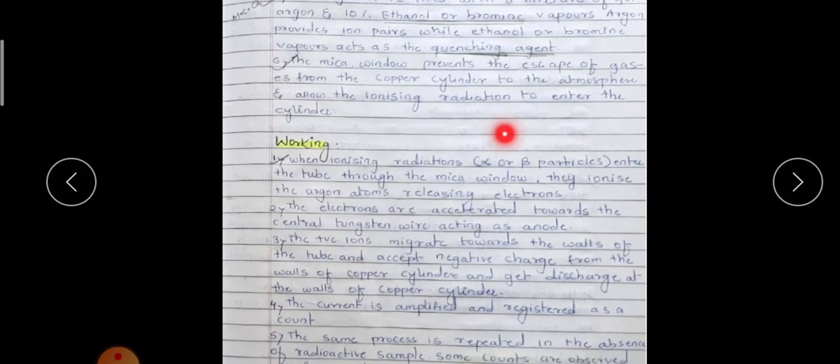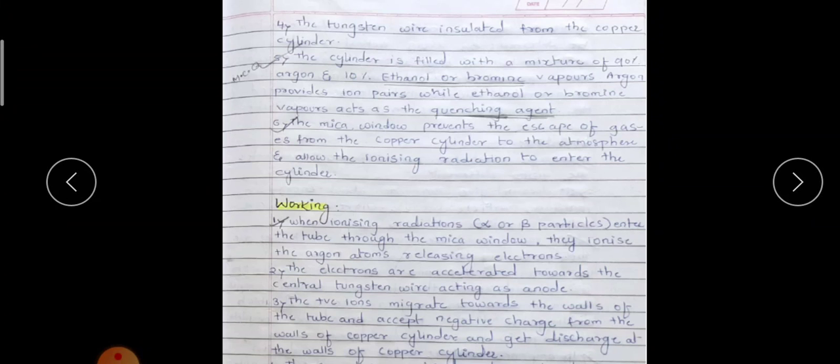The tungsten wire is insulated from the copper cylinder. The cylinder is filled with a mixture of gas. There will be 90% argon and 10% ethanol or bromine vapors. Argon provides ion pairs while ethanol or bromine vapors act as a quenching agent. Means whatever the energy, means there will be the accident we can say, that will be monitored by this particular ethanol or bromine vapors.